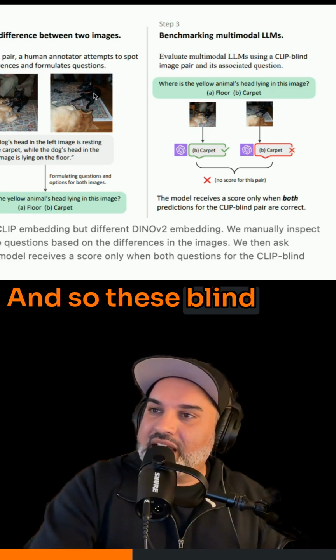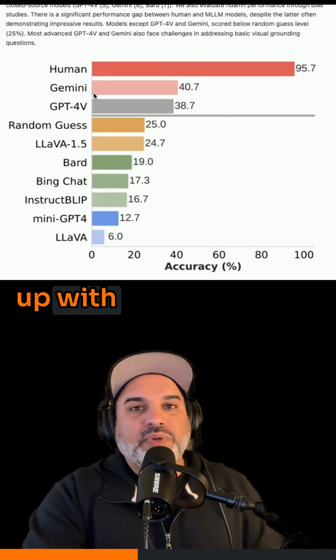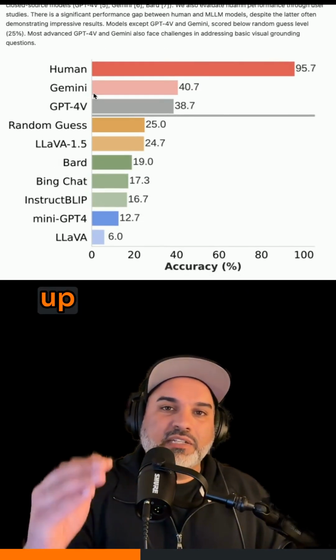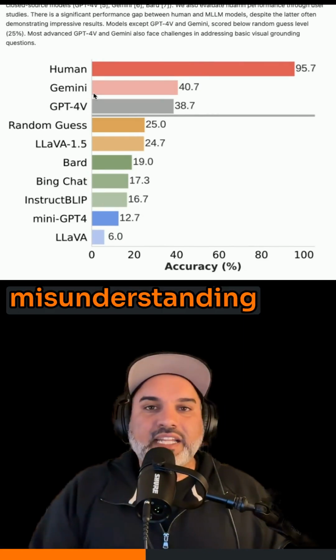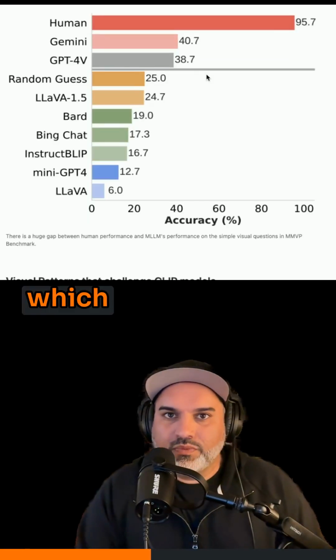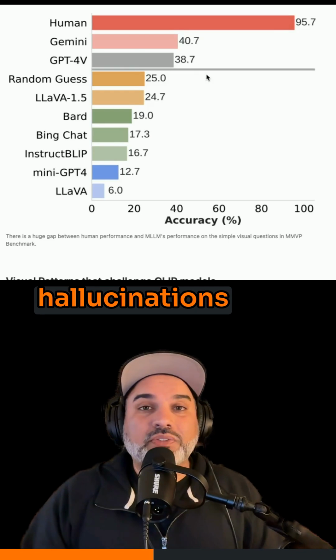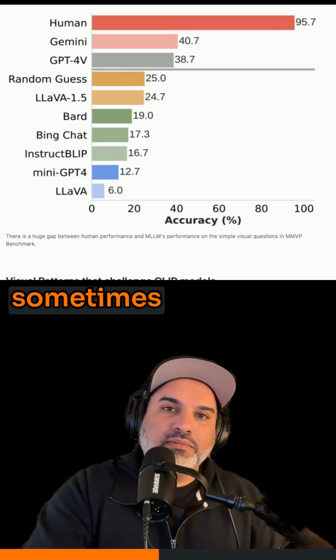And so these blind pairs lead to a ton of issues. For example, we end up with poor accuracy. These models end up giving incorrect answers because they're misidentifying objects or even misunderstanding their positions in the image. Also, these issues can further compound, which means that we might end up with hallucinations from the model, where they're making up an explanation for an incorrect answer. This could sometimes be misleading.